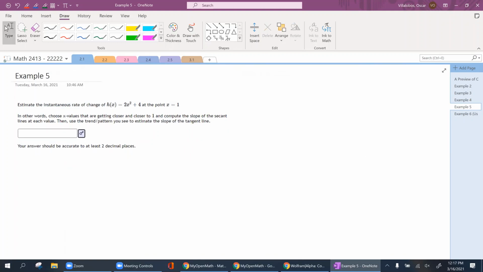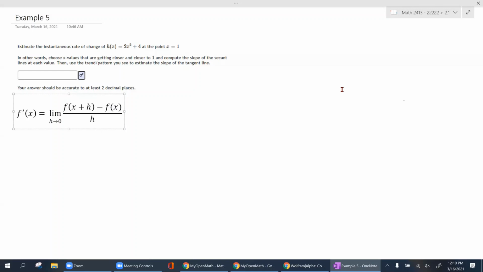Okay, now this is going to be a little bit different. Right now we're going to get started on the instantaneous rate of change. This is what we're going to be dealing with a lot in this class: finding the derivative of functions.